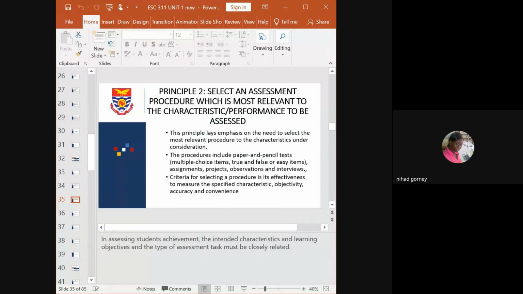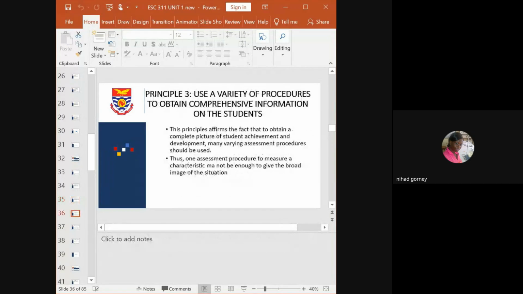So, the intended characteristics and learning objectives and the type of assessment tasks must all be related. The intended characteristics you want to measure, the learning objectives that you have written, and the type of assessment must all work together so that they achieve the maximum effectiveness.